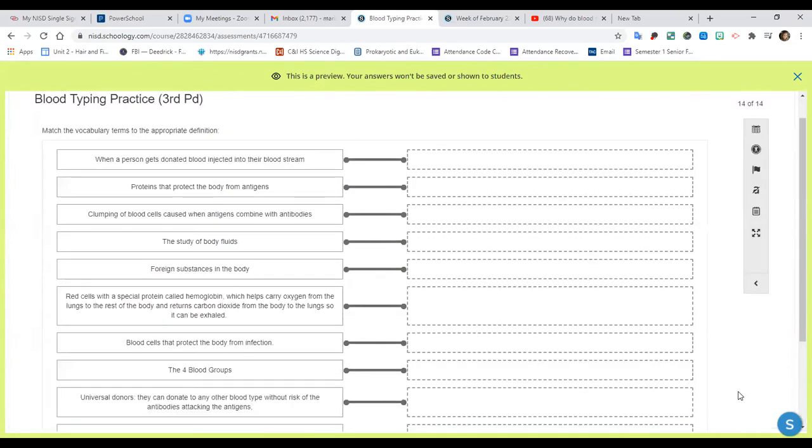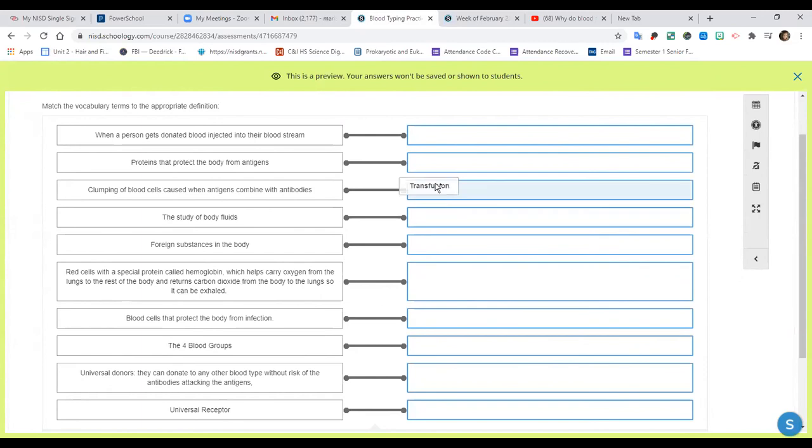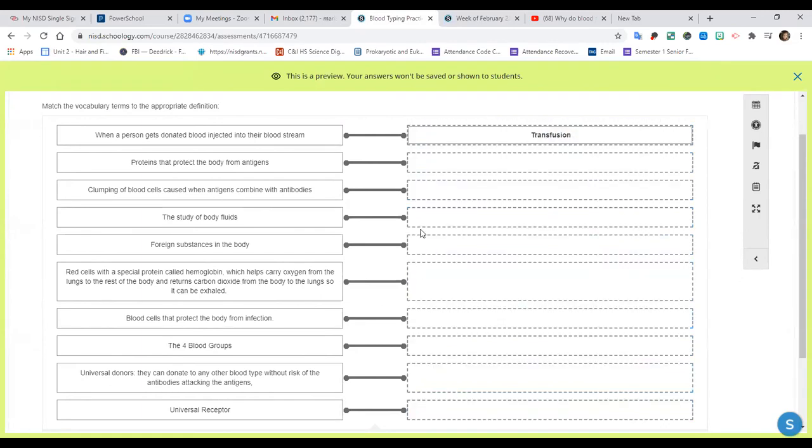And this one is on your own. So I'll help you with the first one. A person gets donated blood injected into their bloodstream. That is called transfusion. And then you guys do the rest.